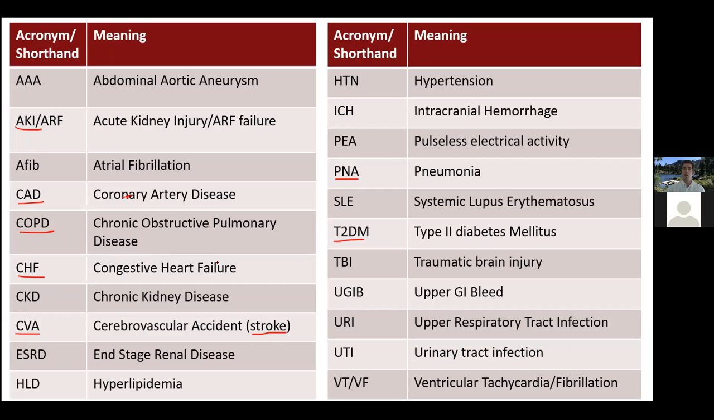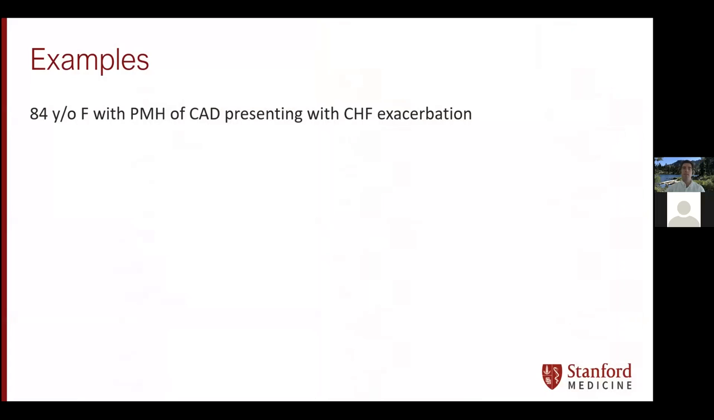So I think it's important to go over these by example as well. For example, this is an 84-year-old female, PMH of CAD, presenting with a CHF exacerbation. So what does that mean, guys?